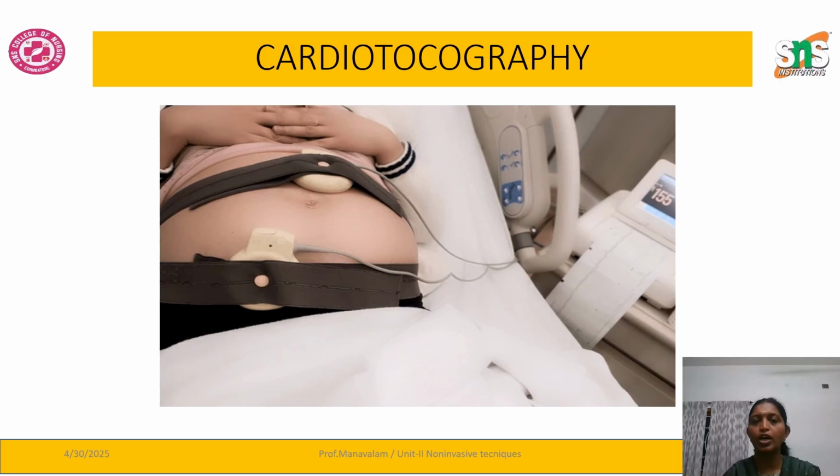For the second transducer, we have to palpate the fetal part. We can hear the fetal heart rate mainly through the fetal spine, so we have to find out where the fetal spine is located. There we place the second transducer in order to monitor the fetal heart rate. This transducer is also secured by straps. After securing the transducers, we press the start button. It automatically starts recording the uterine contraction as well as the fetal heart rate, and then we get the readings on the graph sheet.